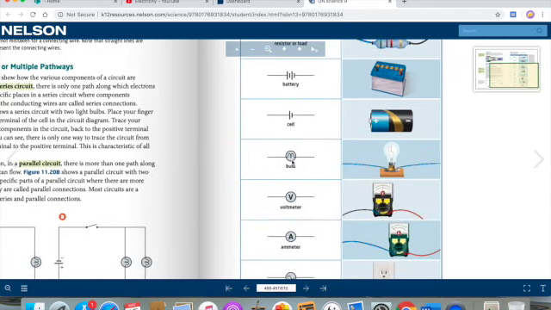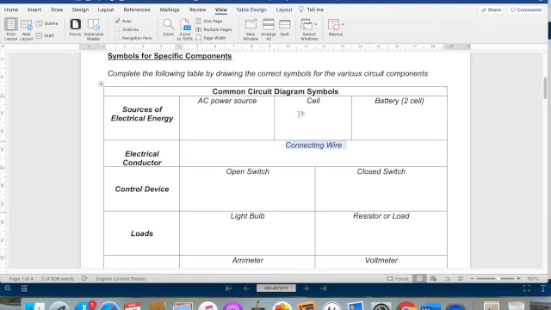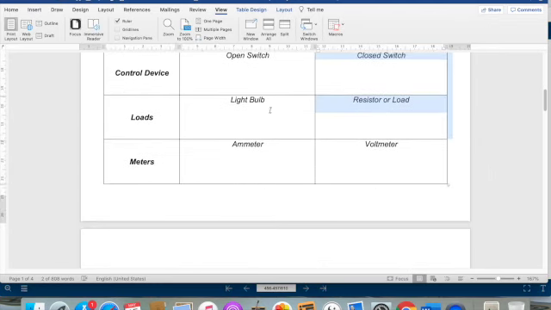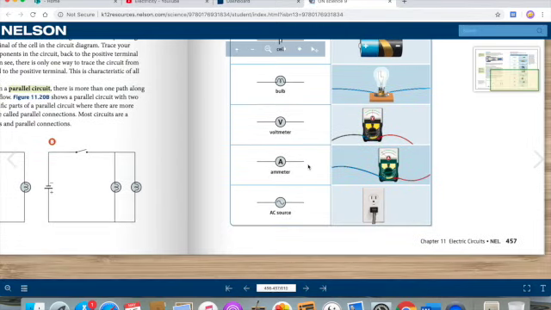Notice that the bulb, I find these very difficult to draw. It looks sort of like an M, right? I believe that this is meant to look like the filament inside of a bulb with a circle around it. So we have our cell, we have a 2-cell battery. We can fill in the AC power source in a bit. We know how to do open and close switch, and then we know how to do the resistor, the light bulb, and then the 2 meters are the last two.